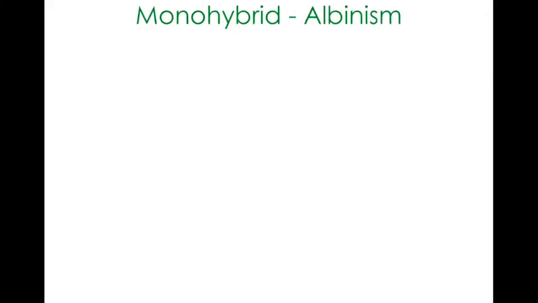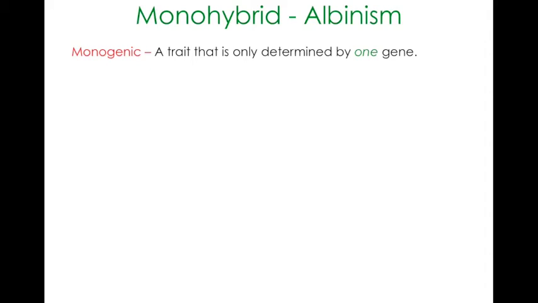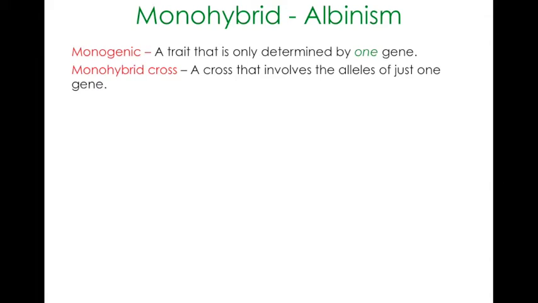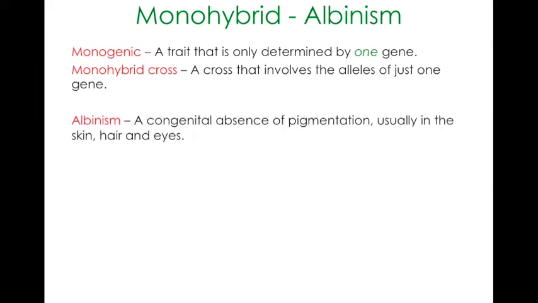Okay, so let's jump into it. We're going to start with monohybrid crosses. Now, a monogenic trait is a trait that is determined by one gene. And so when you have a monohybrid cross, what that is referring to is a cross between two individuals involving the alleles of just one gene. So we're interested to see what happens if you play around with just one gene and the different variations within that gene. Okay, let's use albinism as our example.